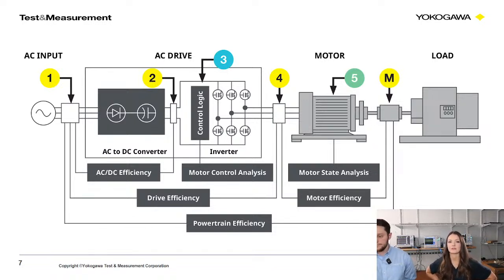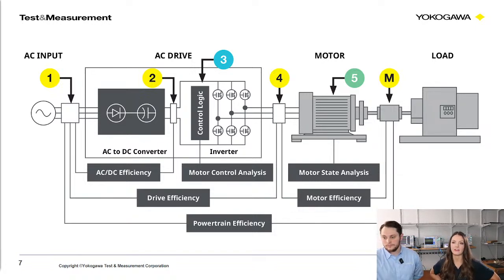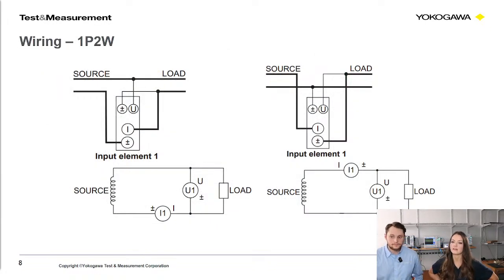So I think next we'll talk about the wiring, because you saw the elements on the back, but how do you actually hook those up? There's a few different wiring diagrams. We're not going to go through all of them, but essentially you have a single phase 2-wire input. That's the simplest one, and that's what we have hooked up to the WT5000 for the DC input. And then you have a single phase 3-wire, which we're not going to go over too much unless anyone has a question about it.